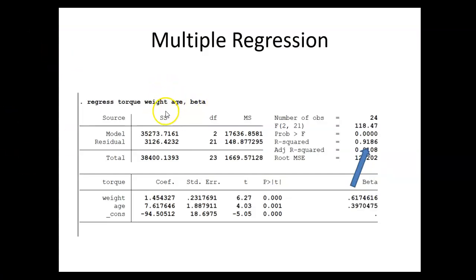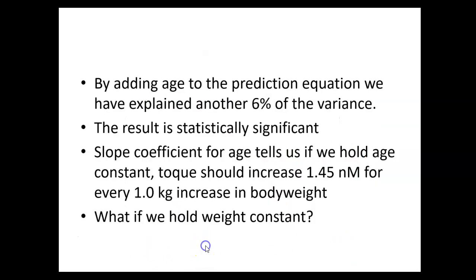Okay, so now age is added into the equation. Again, almost 92% of the variance in torque production is explained by these two variables. So by adding age to the prediction equation, we have explained another 6% of the variance. The results were statistically significant. The slope coefficient for weight tells us that if we hold age constant, torque should increase 1.45 Newton meters for every 1.0 kilogram increase in body weight.